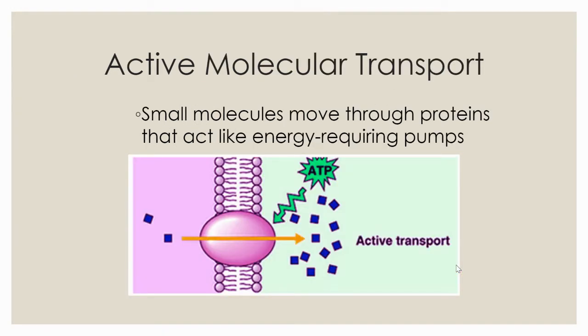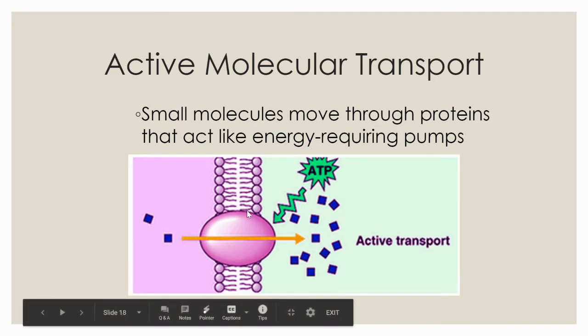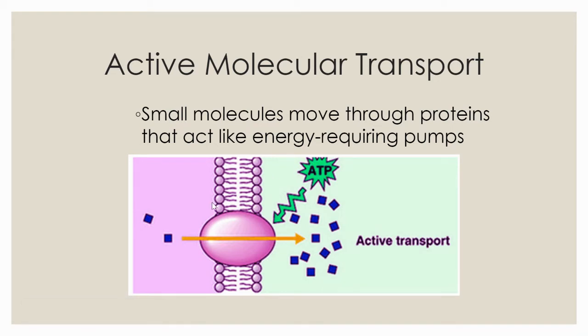Now, there is active molecular transport where molecules move through proteins that act like pumps that require ATP energy, and they go from low concentration to high. If it's low to high, it's against the flow or against the concentration gradient, and it is called active transport. And any type of active transport will require ATP energy.